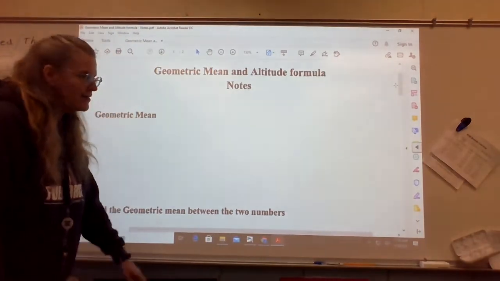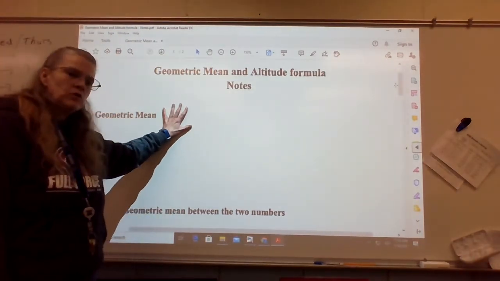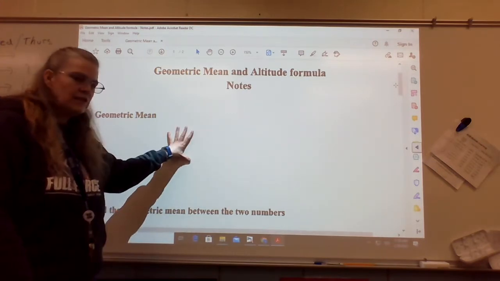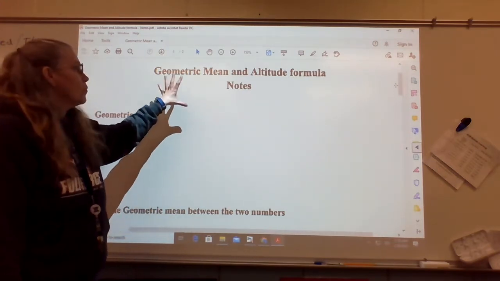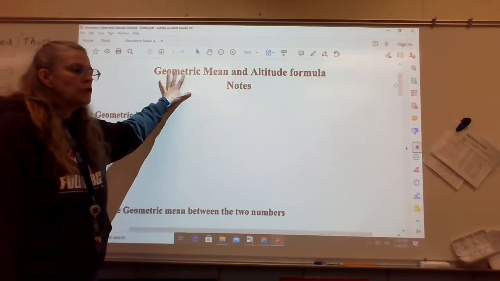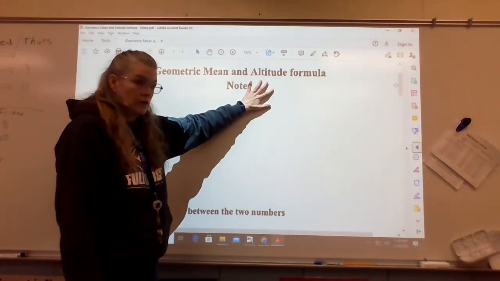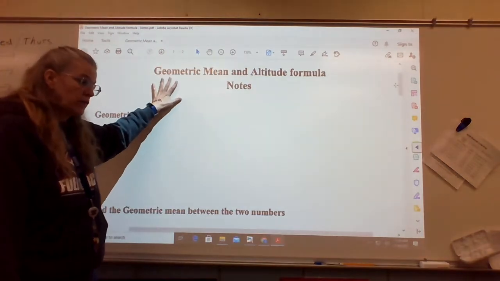Wonderful 3-day weekend. These are the notes that I'm doing Tuesday and Wednesday, the 19th and the 20th. So, geometric mean. Geometric mean is some background information to help us with the altitude formula. So this is a little bit of background information.